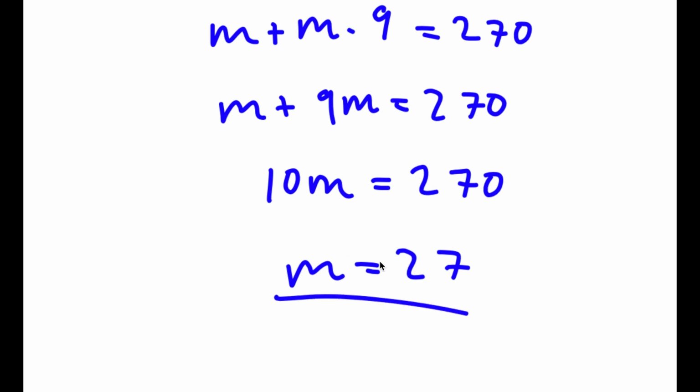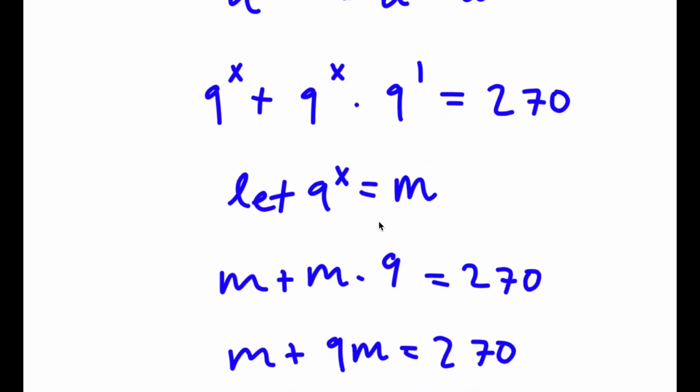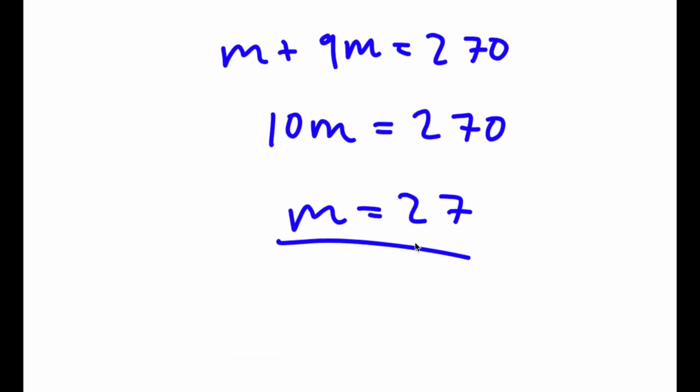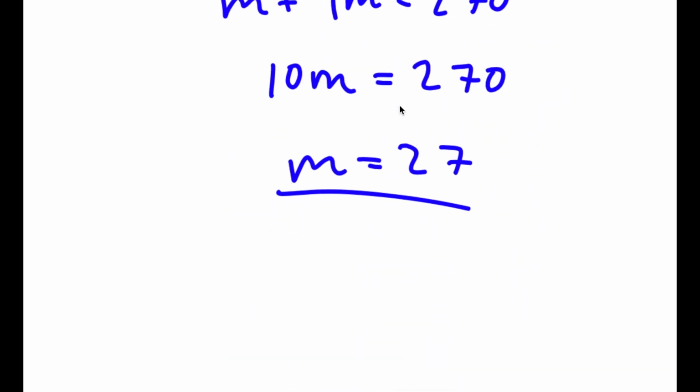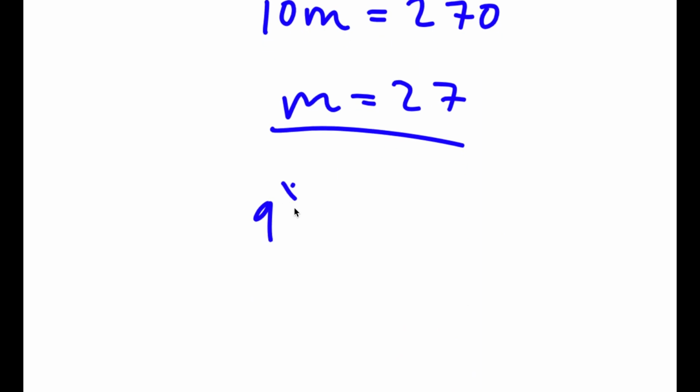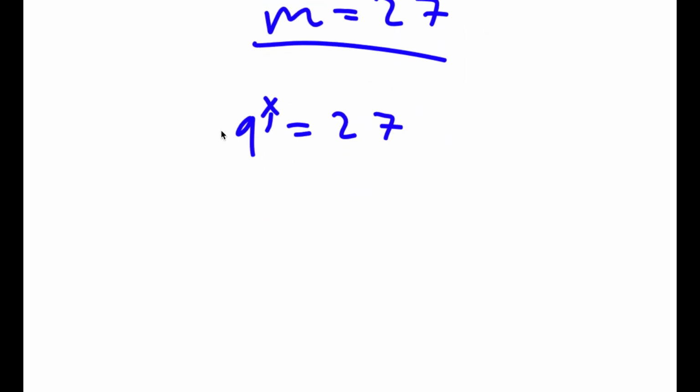So we got the value of m, but we're actually looking for the value of x. So if 9 to the power of x is equal to 27, because m is 9 to the power of x, then I get 9 to the power of x is equal to 27. So to solve this, I'm going to rewrite 9 here as 3 squared. So now I have 3 squared to the power of x is equal to 27.